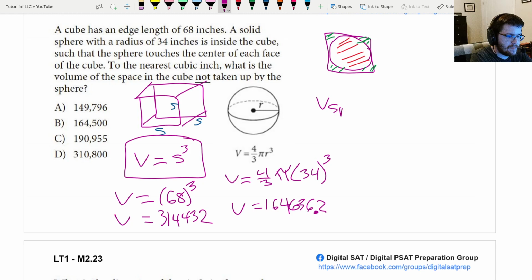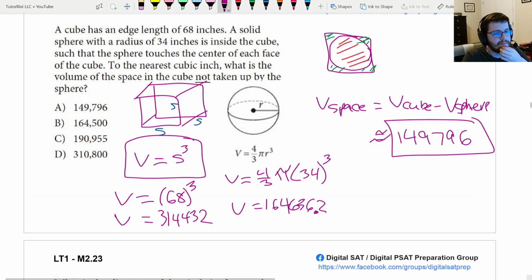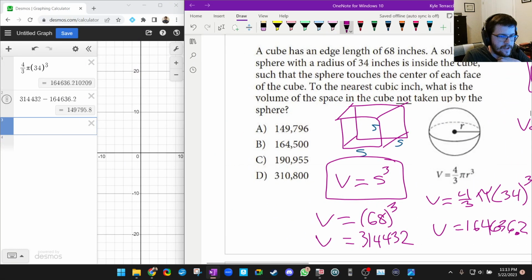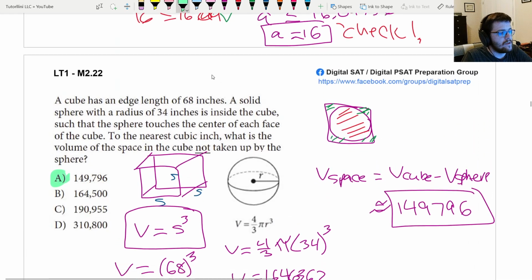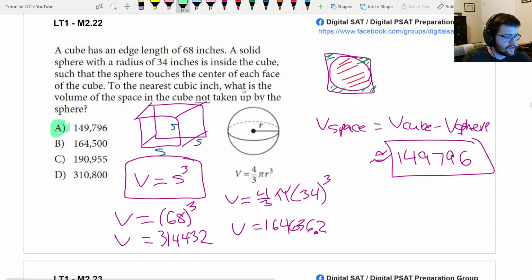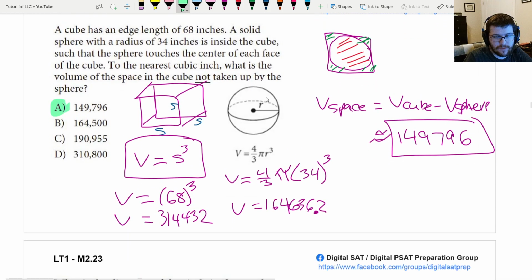So the volume of the space is the volume of the cube minus the volume of the sphere, which is about 149,796. Let's check to make sure that's right. 149,795.8. Yep. And that is answer choice A. Hopefully I did that right. Good. All right.